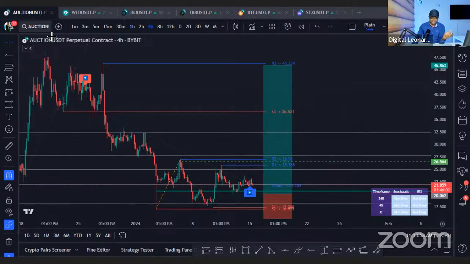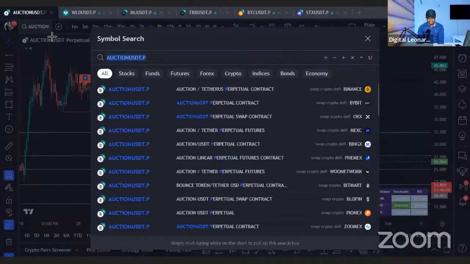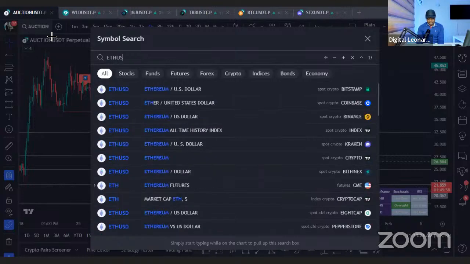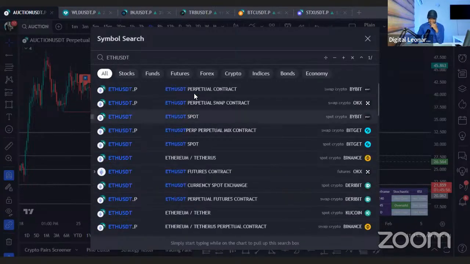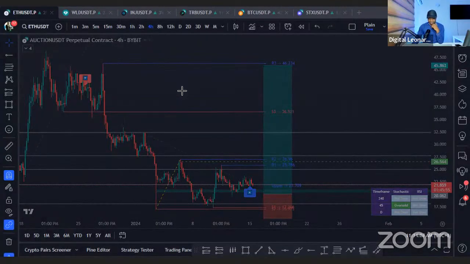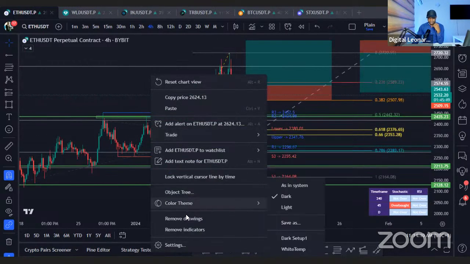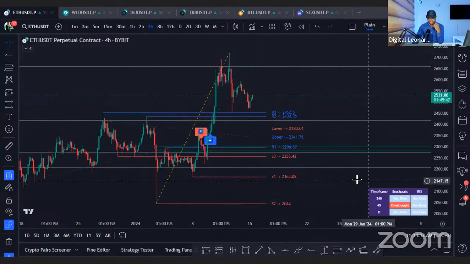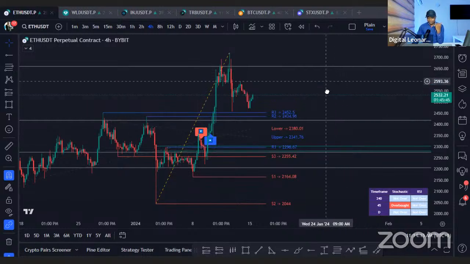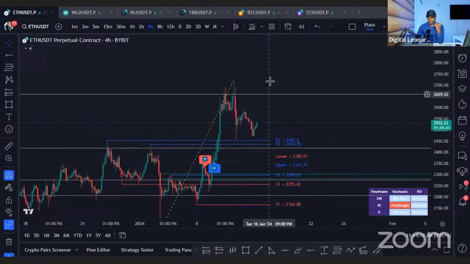I've been telling you to hold Ethereum, so let's look at it as well and see what's going on currently with the trade. So many things here, so let me remove all of this. Yeah, so Ethereum is still going well, right? Ethereum is still going well.